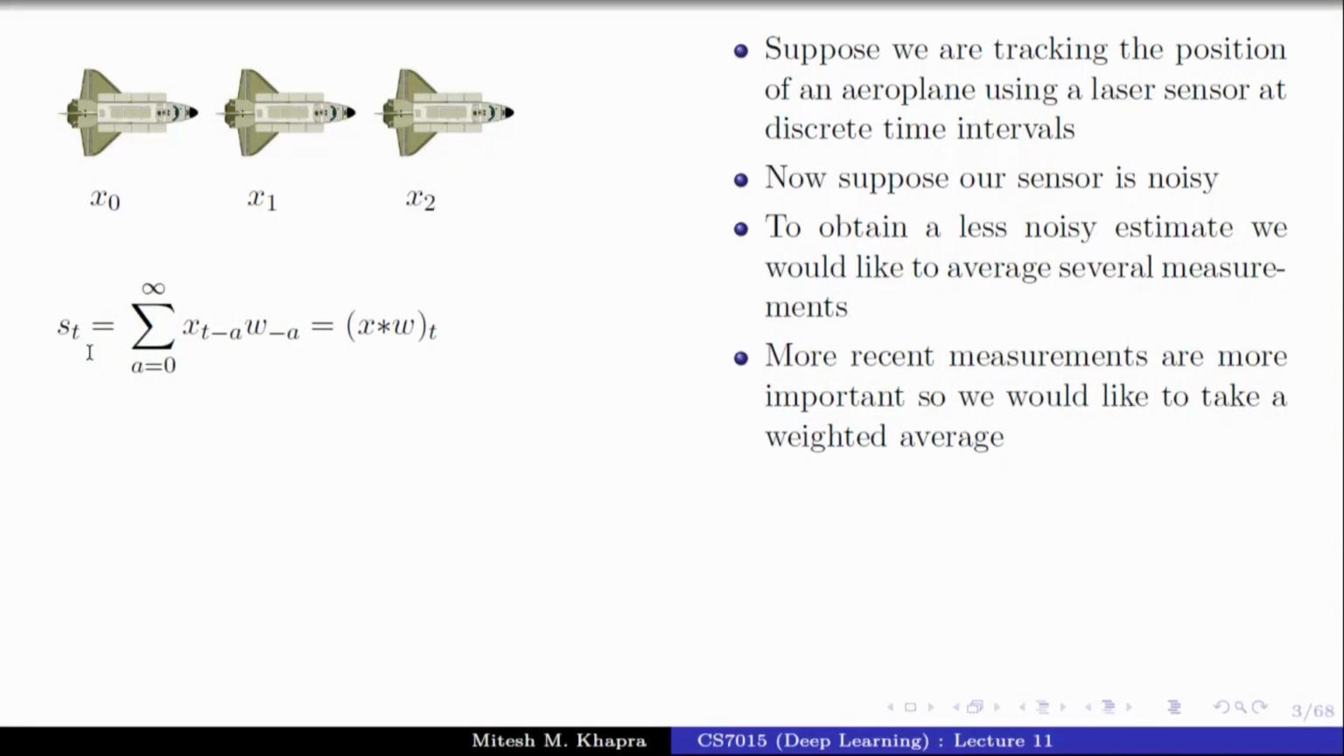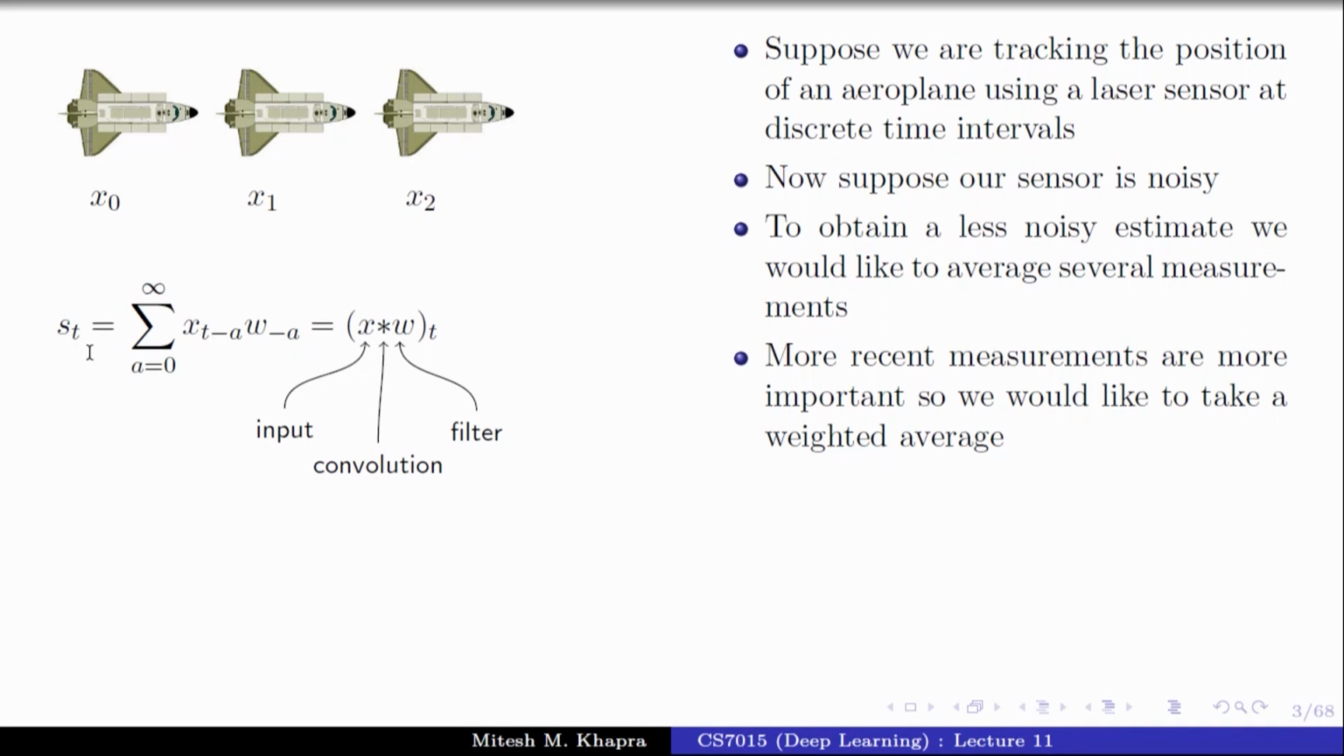How many measurements do you have? Suppose you are at time step 100. How many measurements do you have so far? 100. How many weights do you have? 100. So you can think of measurements as a vector of size 100. And you can think of the weights as a vector of size 100. So it's an element-wise multiplication between these two vectors. The 100th entry here gets multiplied by the 100th weight. The 99th entry here gets multiplied by the 99th weight.